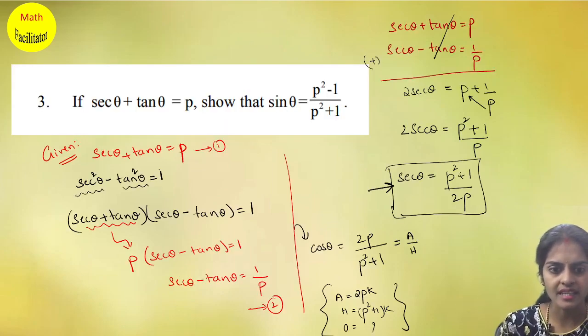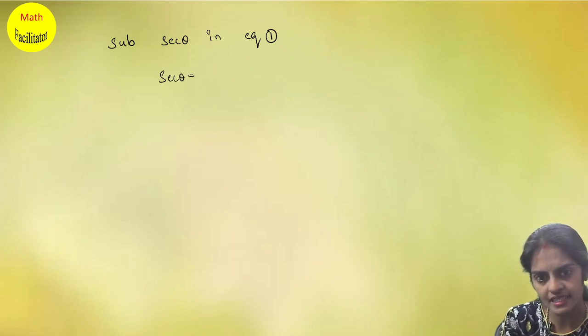Okay, so I'm taking equation number 1. Equation 1 is secant theta plus tan theta equals P.